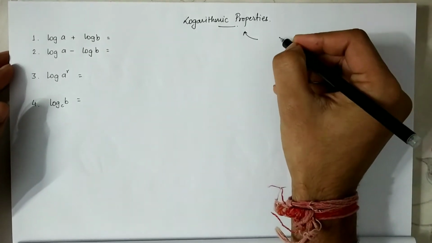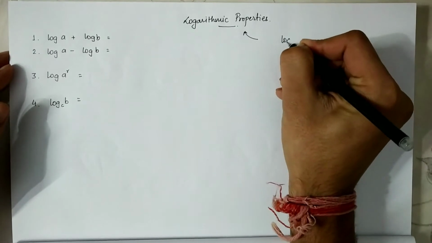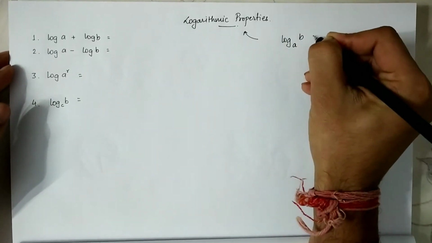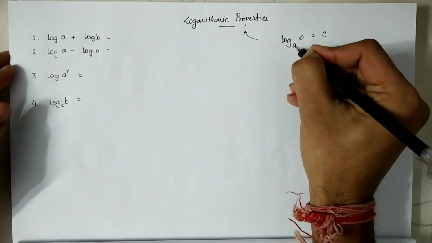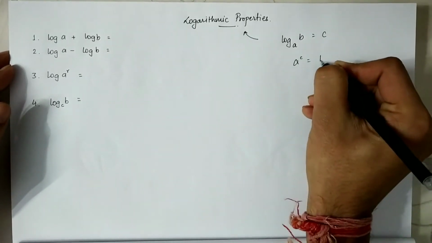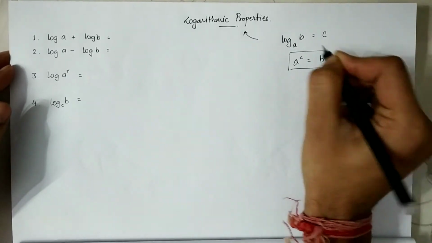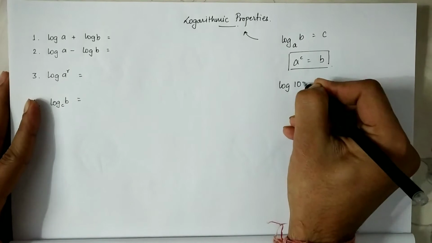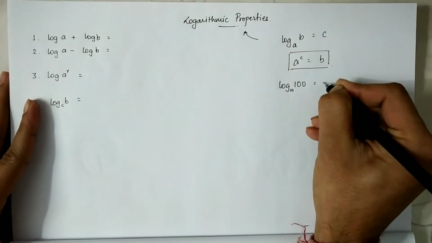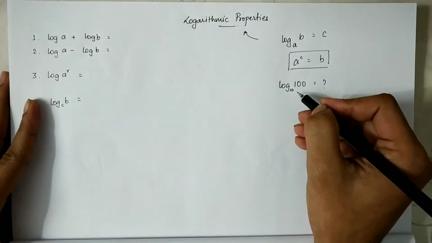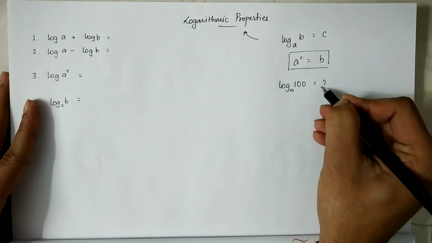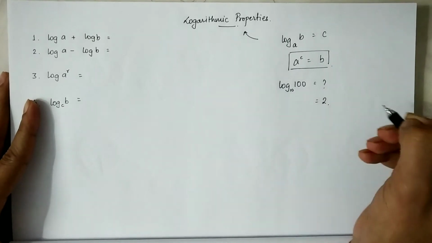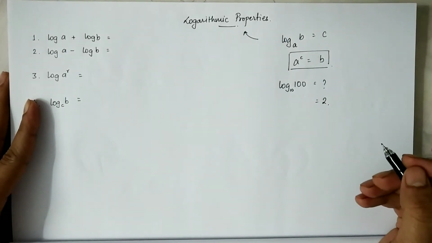By definition, if I say log b base a is equal to c, it means that a to the power c is equal to b. This is the standard definition of a log. For example, if I say log 100 base 10 is equal to what? Then by definition 10 to the power what will give me 100? It's going to be 2, because 10 square will give me 100.